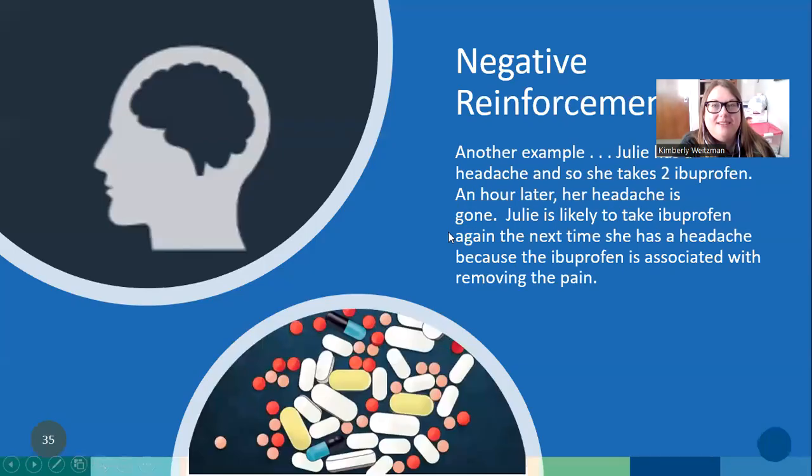Another example, this is a very good real world example, maybe more for us as adults. Julie has a headache, so she takes 2 ibuprofen. An hour later, her headache is gone. She's probably more likely to take ibuprofen again the next time she has a headache because it worked. Her headache went away, and the removal of the pain is the negative reinforcement.